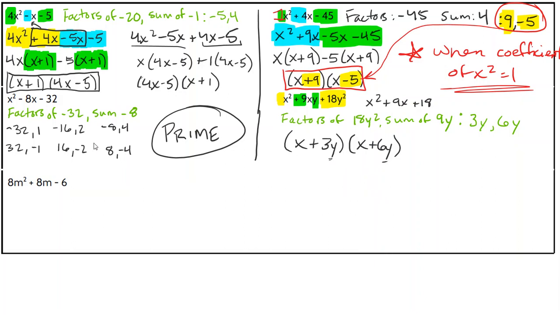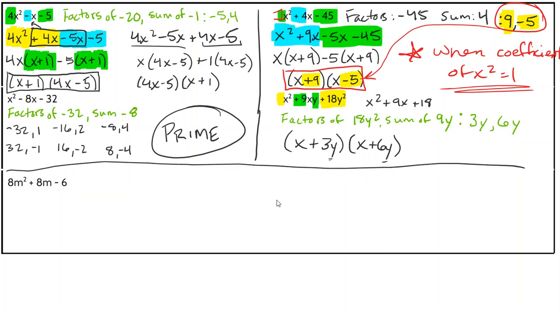All right, for the last one here, we have 8m squared plus 8m minus 6. And when I look at this, the first thing that I notice is that these are all even numbers. Because they're all even, that means that there's a greatest common factor here. So you have two choices. You can take that greatest common factor out in the beginning and then factor from there, or you can wait and do it at the end. We're going to look at each of those and talk about pros and cons with each one.